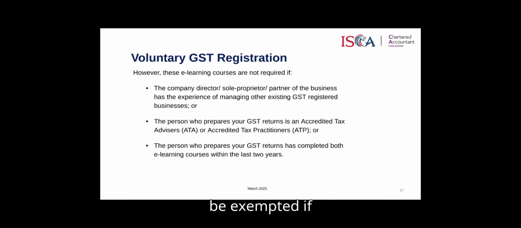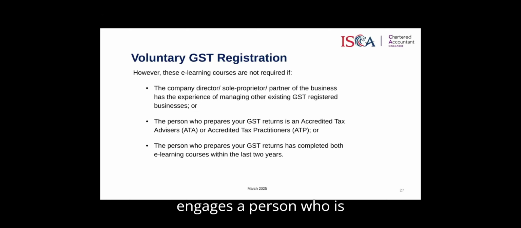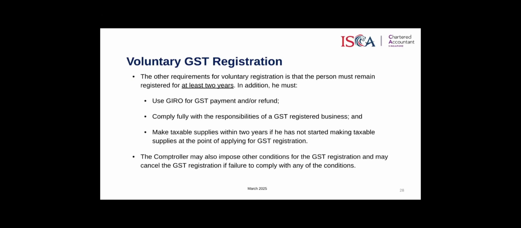It would be exempted if the company director, sole proprietor, or partner has the experience of managing other GST-registered businesses, or if the company engages a person who is an accredited tax advisor or accredited tax practitioner to prepare their GST return, and that person has completed both e-learning courses within the last 2 years. The other requirements for voluntary registration include that the person must remain registered for at least 2 years. Meaning once you have been approved for GST registration, you're not allowed to deregister yourself for the next 2 years.